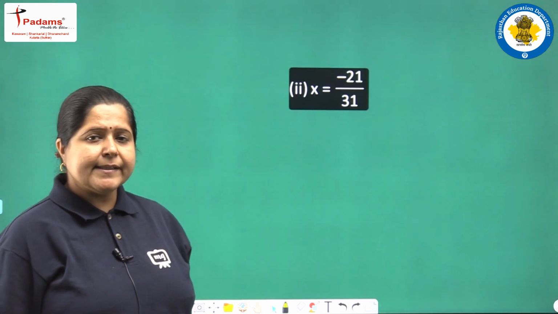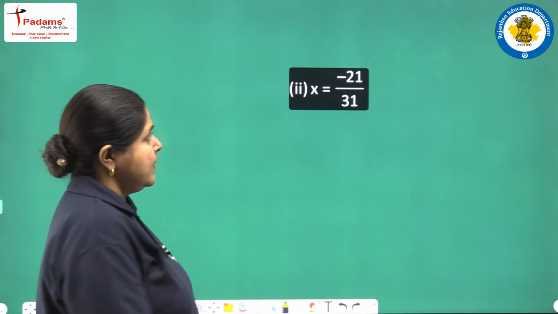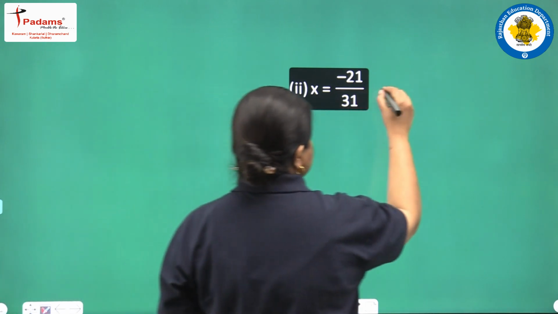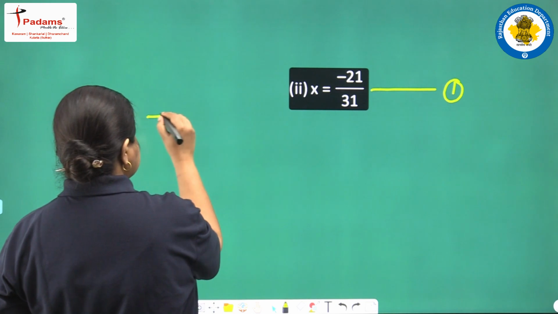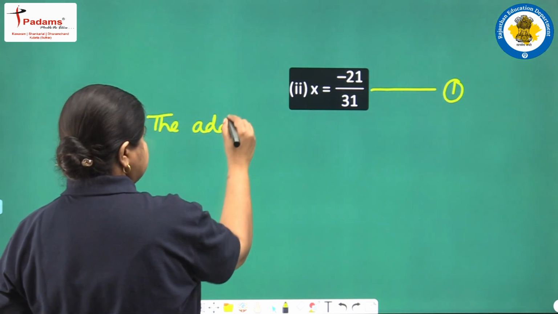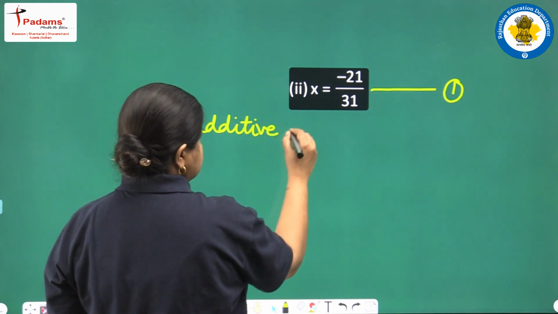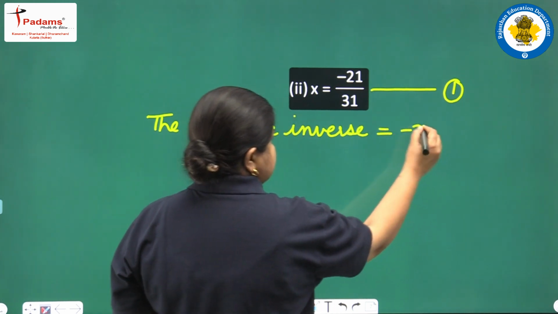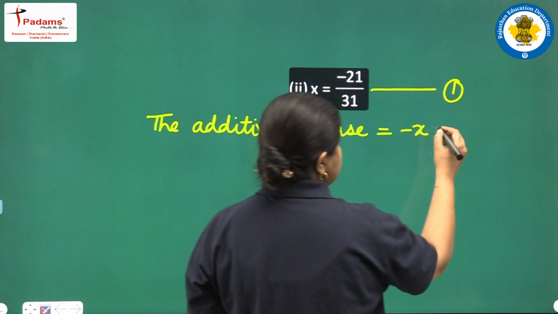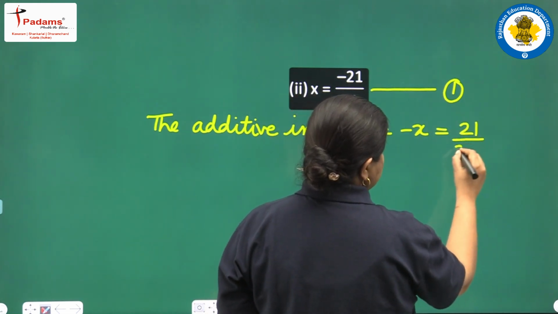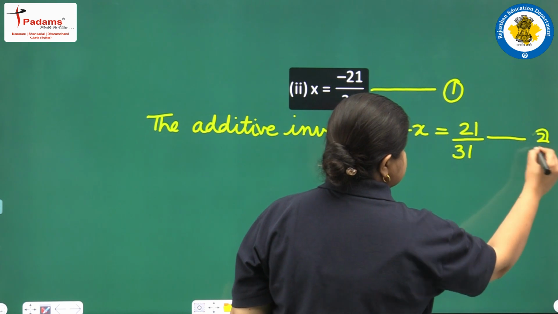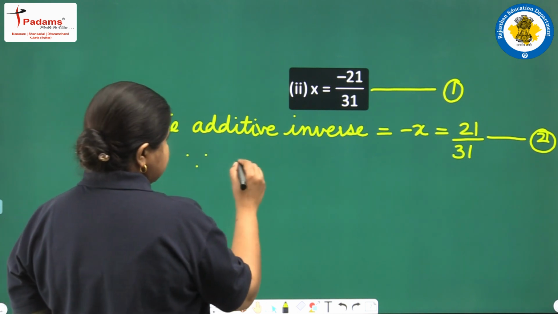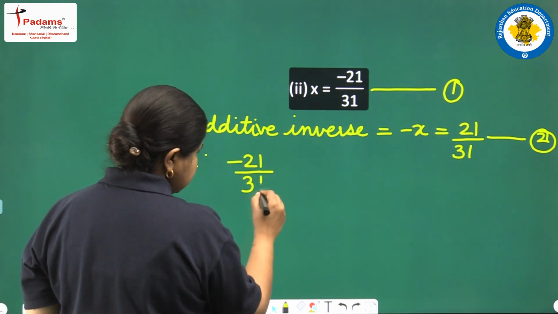We will further take the second part and it will be much more clear then. We are given x to be minus 21 upon 31. So let us first give it the equation number 1. Then the additive inverse will be minus x. Inverse of x will be minus x, inverse of minus 21 upon 31 will be 21 upon 31. Let this be equation 2. Now they are inverse because their sum is equal to 0.